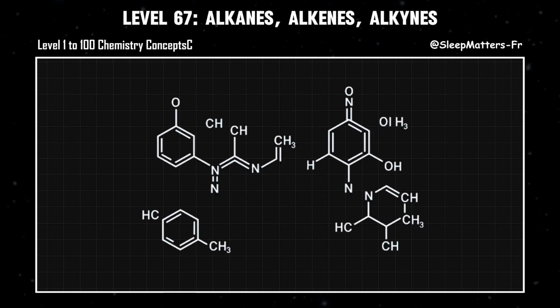Level 67. Alkanes, alkenes, alkynes. Hydrocarbons are not just one thing. They are a family with different personalities. And the three most important members of this family are alkanes, alkenes, and alkynes. Alkanes are the simplest. They are the calm, stable ones. Their carbon atoms are connected by single bonds, like a strong, steady handshake.